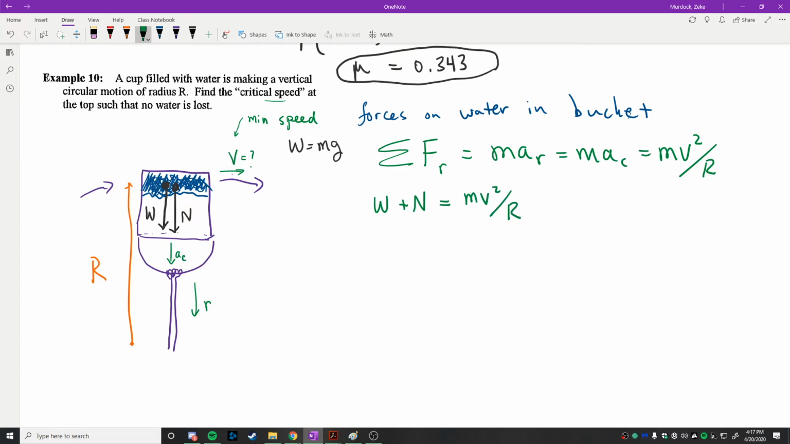Right? The weight is mg. And our goal was to find v, right? So let's solve this for v. So we're going to get g times r plus N r over m is equal to, or is equal to, velocity. Can you guys follow that algebra right there?